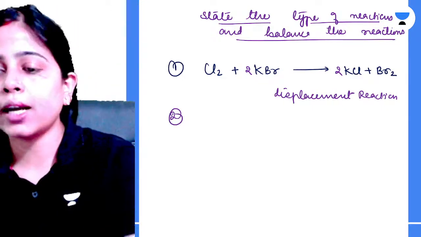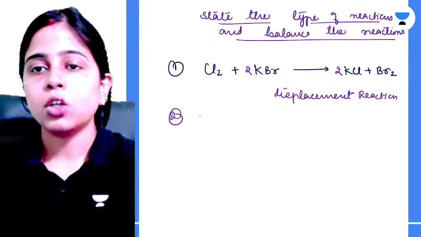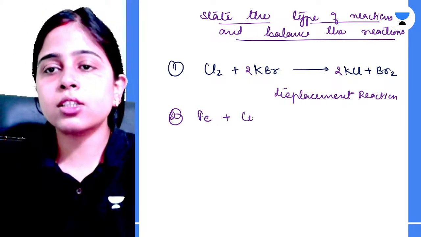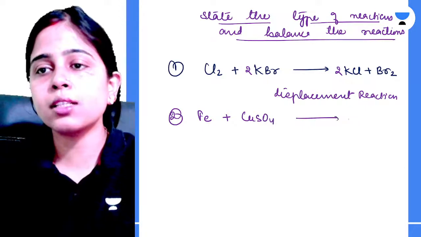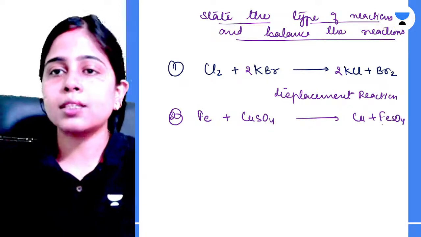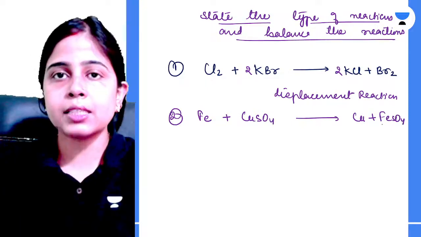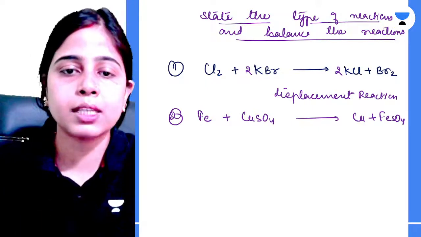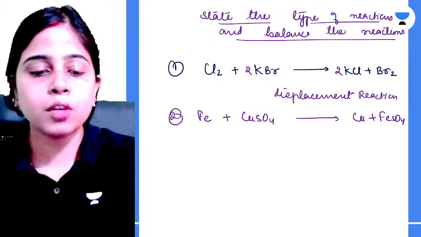So all of you have to identify and answer it in the comment section. Iron reacting with copper sulfate produces copper and iron sulfate. What is this reaction? Combination, displacement, decomposition, or double displacement reaction? Tell me fast, all of you.